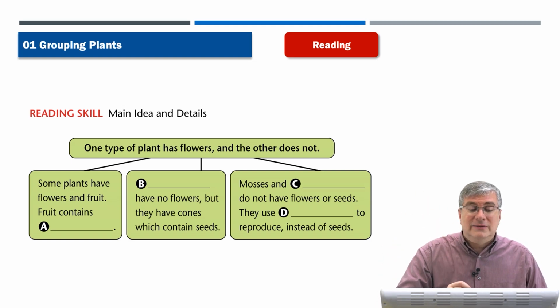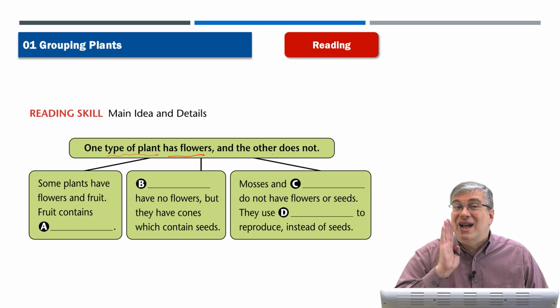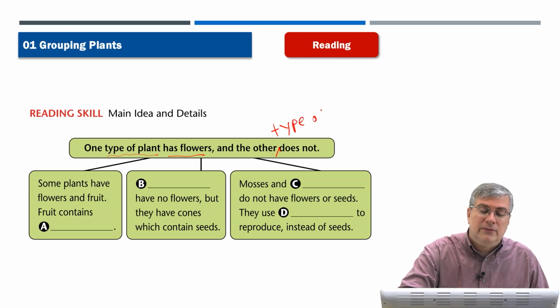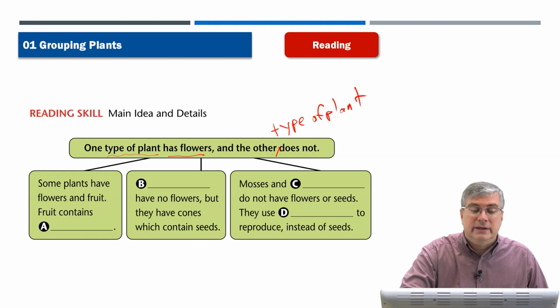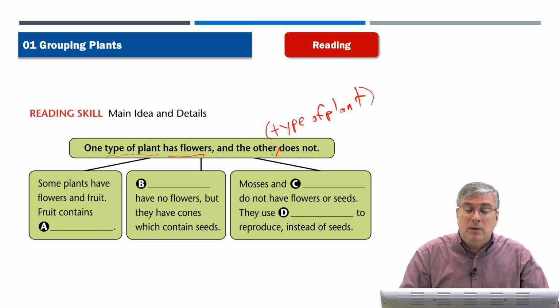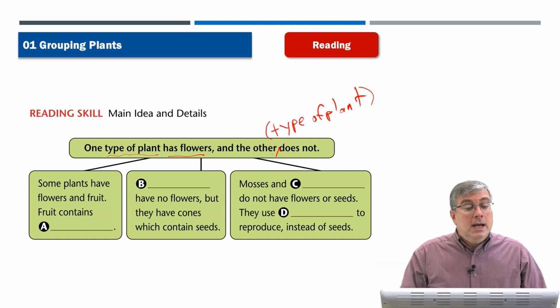The main idea is that one type of plant has flowers, and the other type of plant, you don't have to say that, but it's inferred, it's already known, does not have flowers. So you don't have to repeat this information in the same sentence. It's just kind of known. So one type of plant has flowers, the other does not have flowers. Okay, good. So what are the details?